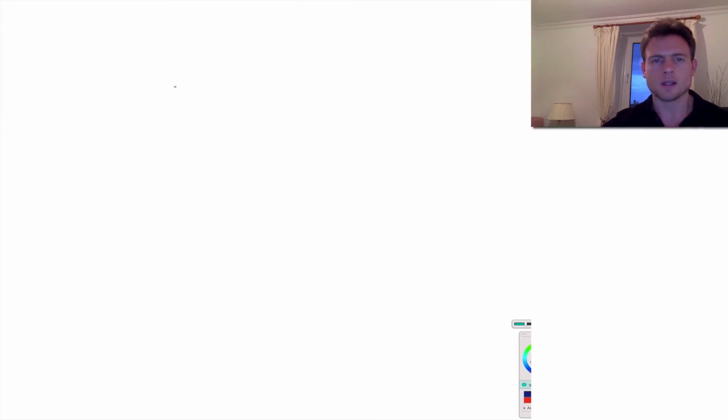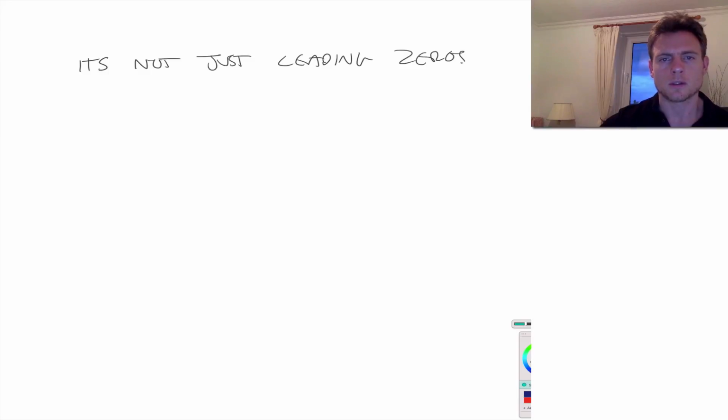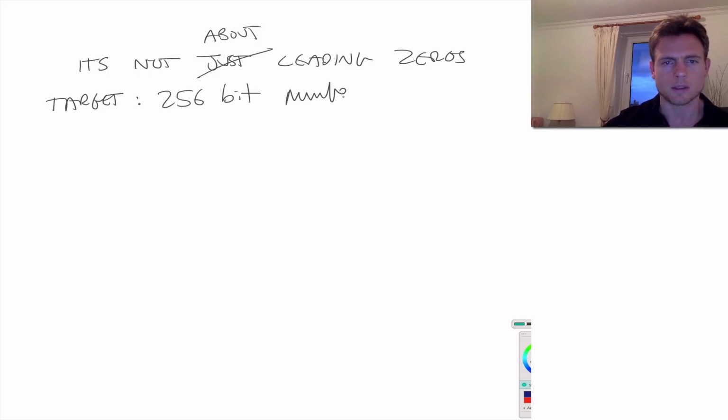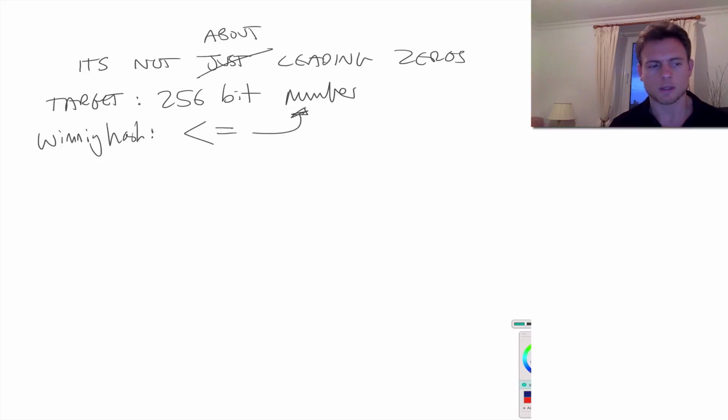It's a long-winded way of saying it, but I'm just going to write it here: it's not about leading zeros. Just internalize that in your head. It's ultimately about the target. The target, which changes roughly every 2 weeks, is a 256 bit number. And the winning hash, the valid block hash that a miner produces, is basically less than or equal to that number. So that's the myth that I'm trying to dispel here.